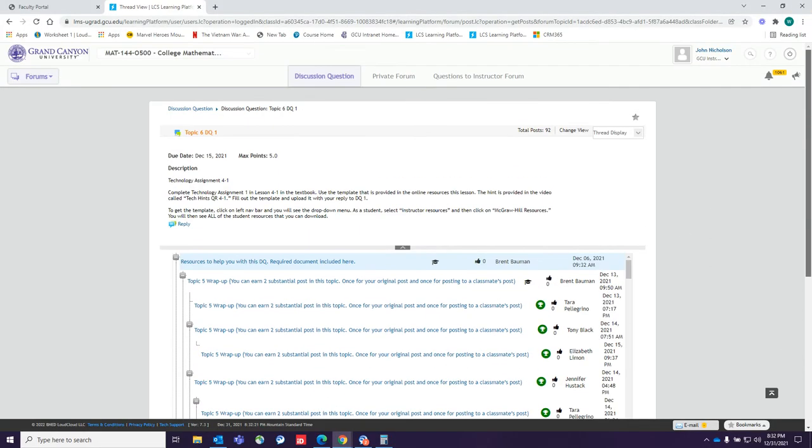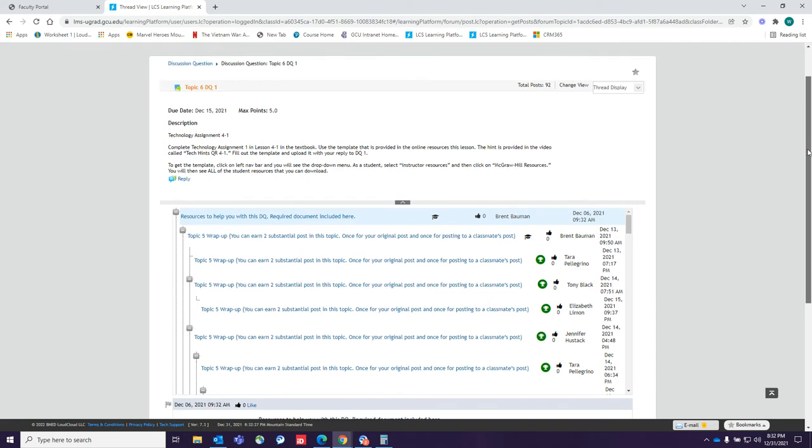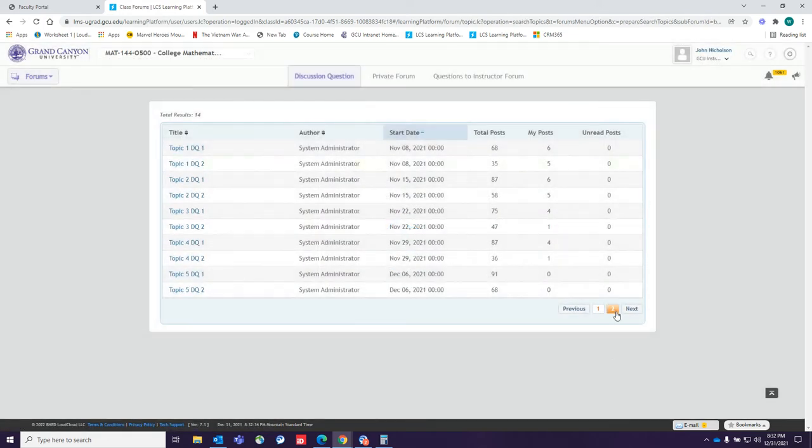So you want to look at both those DQs. You want to look at all of the resources, the tech templates that cover those DQs, so you can provide frequency tables for both the blood type data and the record high temperature.